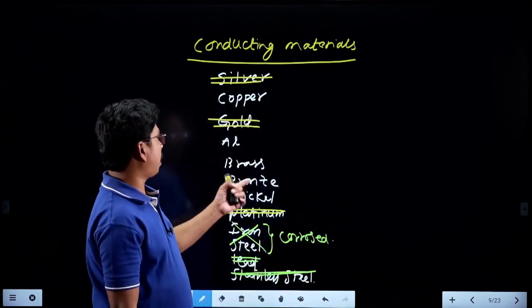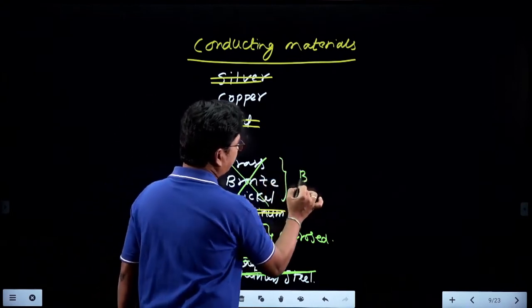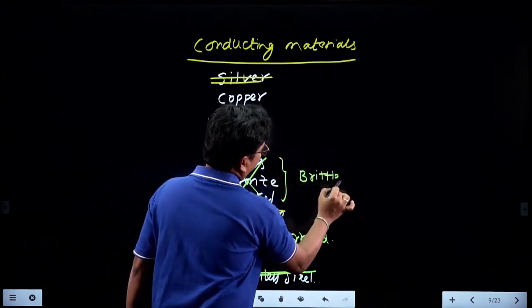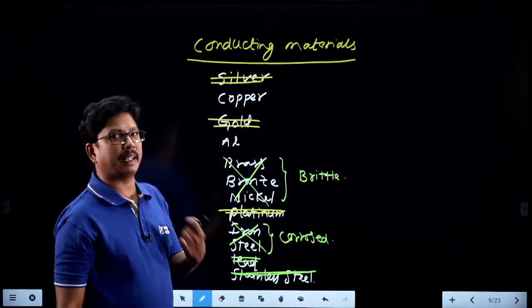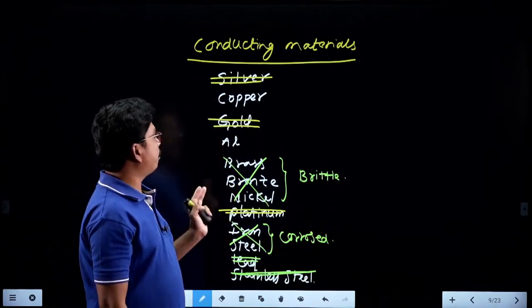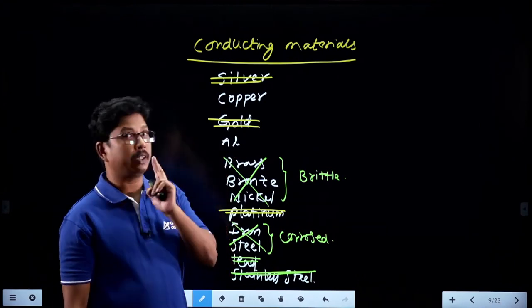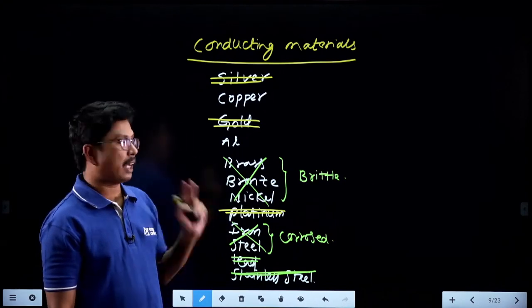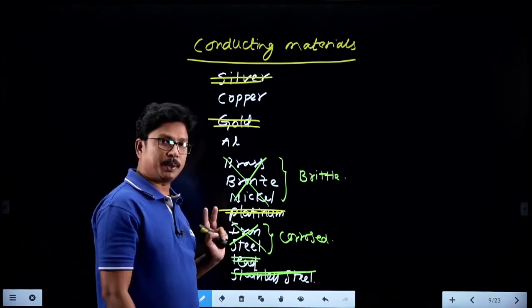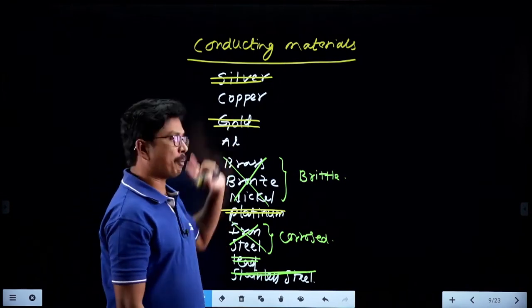And we have nickel, brass, bronze, right? Nickel, brass, bronze are highly brittle. So we can use them only in very small rated machines. And finally, there is a very big competition between copper and aluminum. Finally, both win the race. We cannot use aluminum where copper is used, and we cannot use copper where aluminum is used. So we have to use copper.